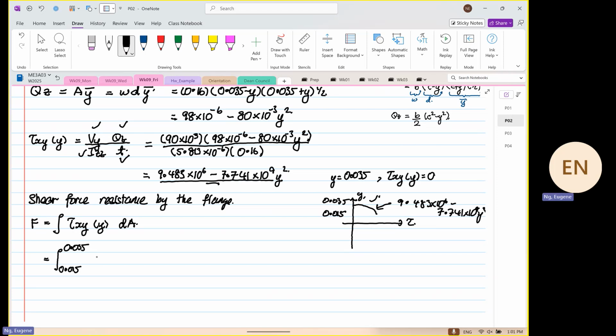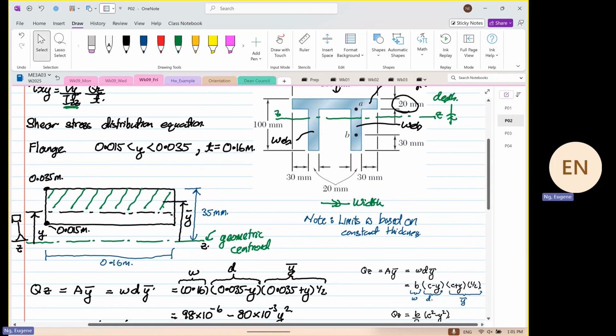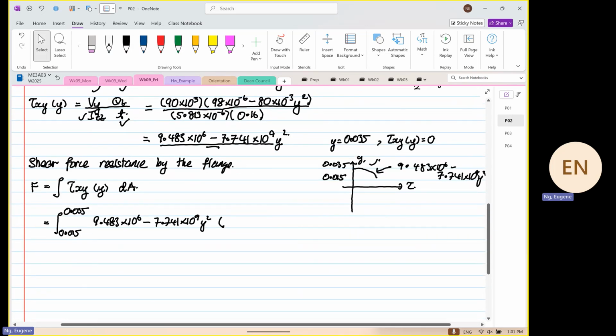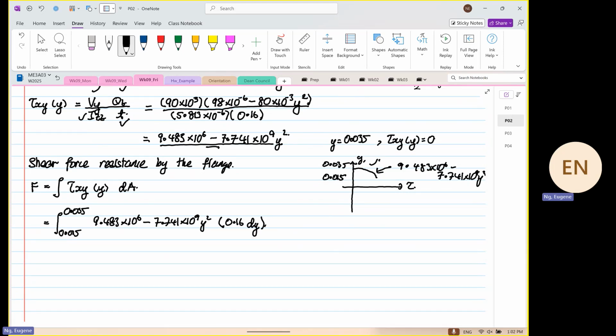The shear stress is equal to 9.483 times 10 to the power 6 minus 7.741 times 10 to the power 9 y squared. Now, the change in cross-sectional area is dependent on what? So is this the cross-sectional area that we are talking about, the green one that I've shaded? So we know that the width is constant, dy is the only thing that is changing.